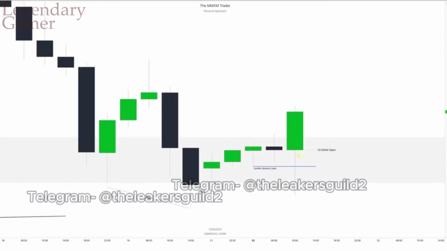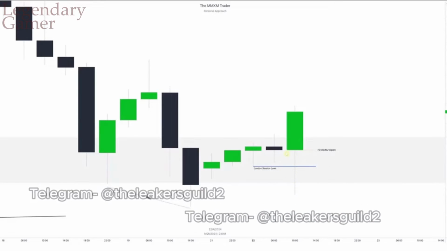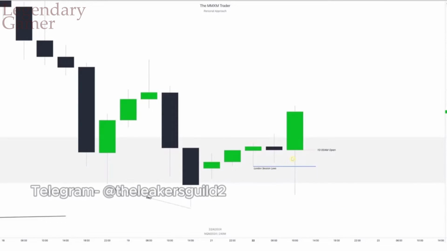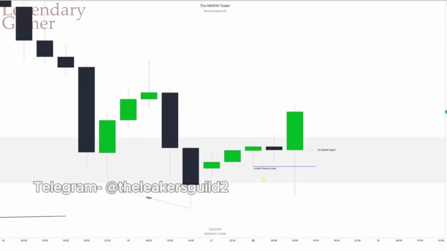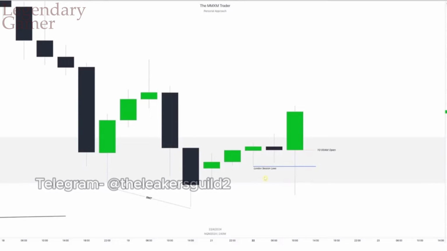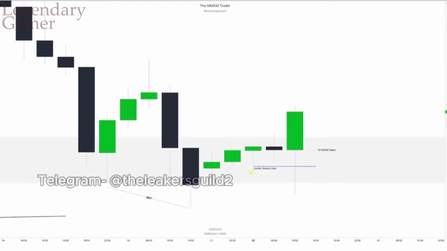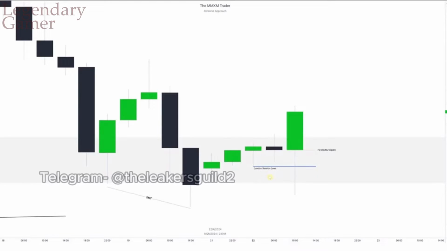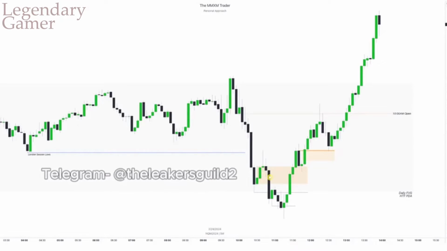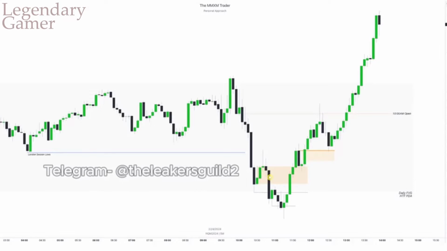Now think about the opening price of the 10 a.m. candle, right? We want to see a manipulation lower into either a higher time frame key level or previous session low or a 4-hour low, right? So we've got over here the London session low. So let's zoom in a little bit. Let's go to the 5-minute charts to see what that actually looks like, right?